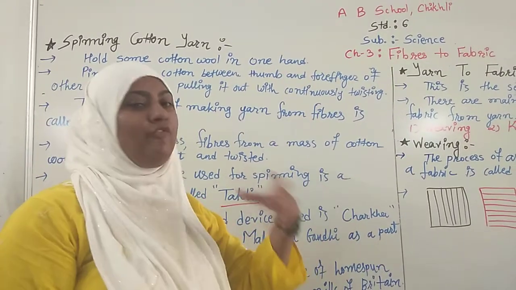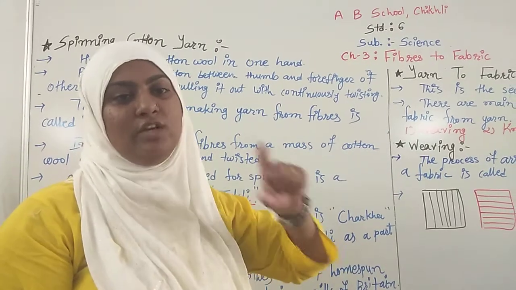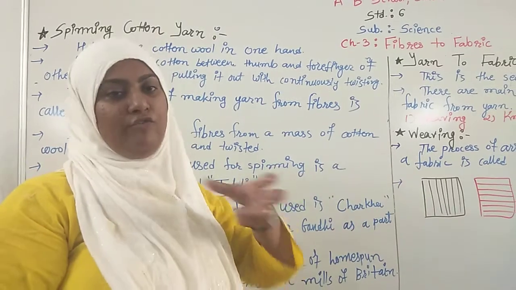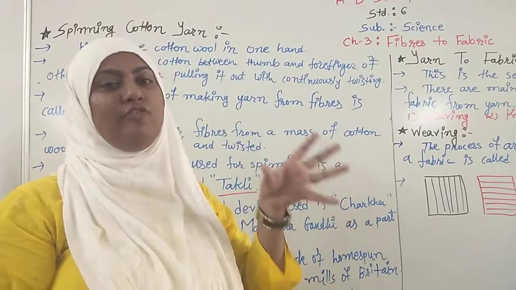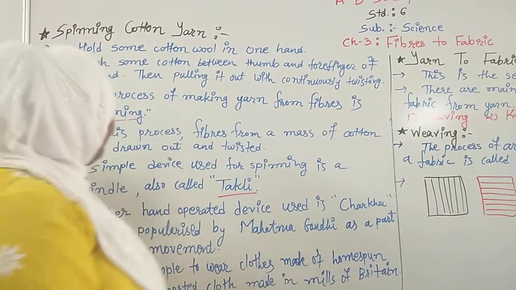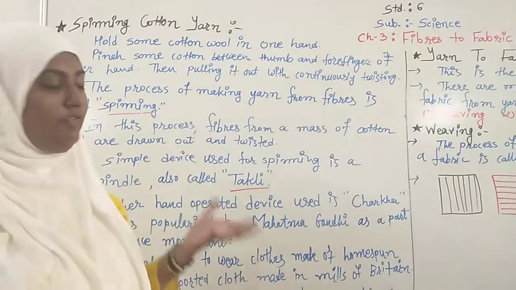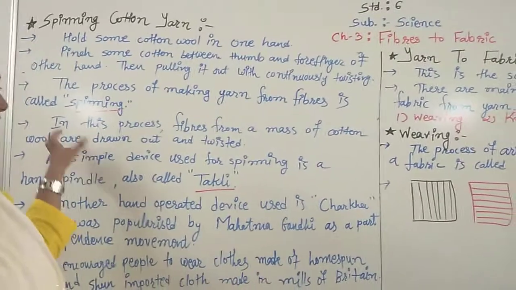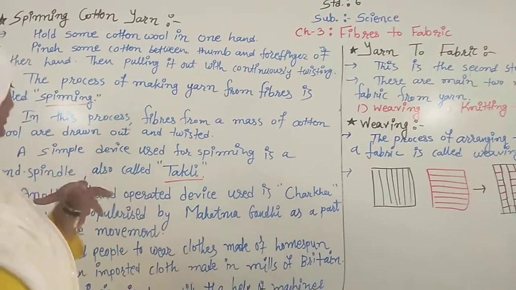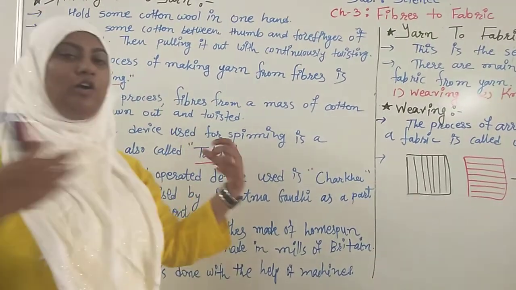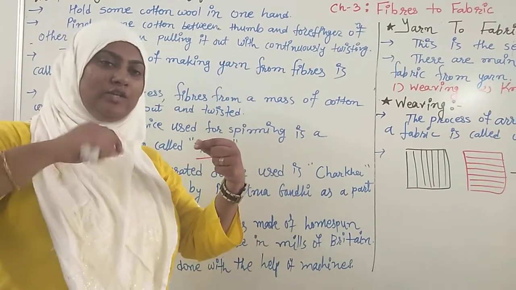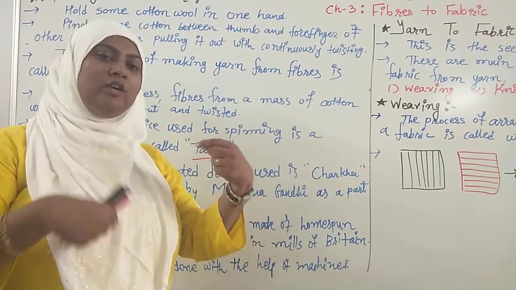Making yarn from fibers is the first step to making fabric. In this process, fibers from a mass of cotton wool are drawn out, and twisted continuously. Drawn out means આપણે ખેંચીએ છીએ, બરાબર?